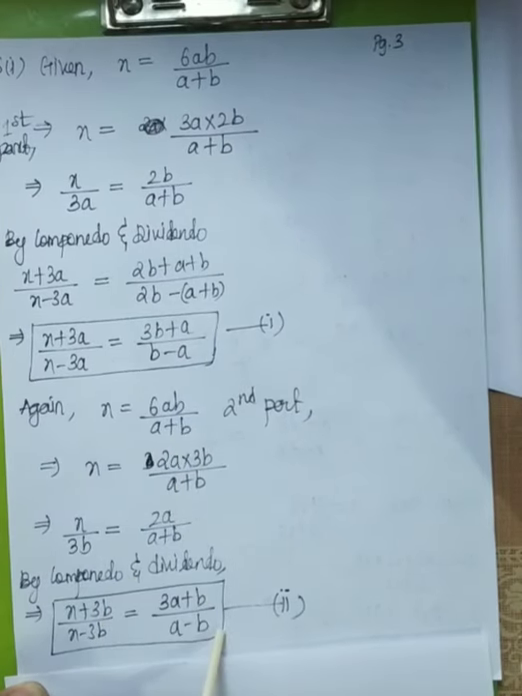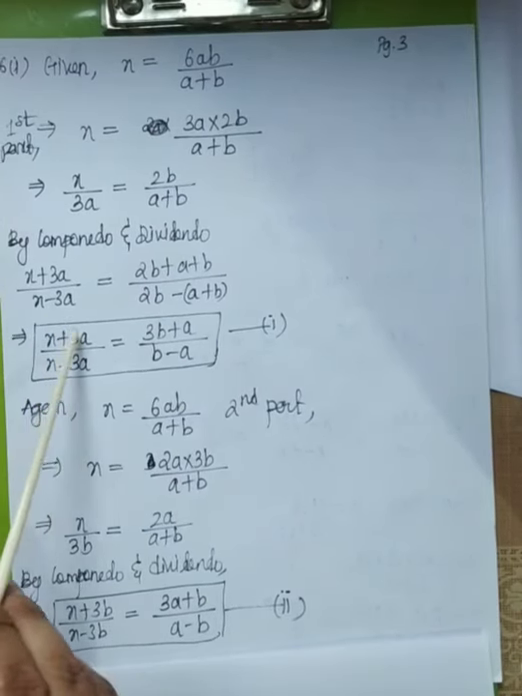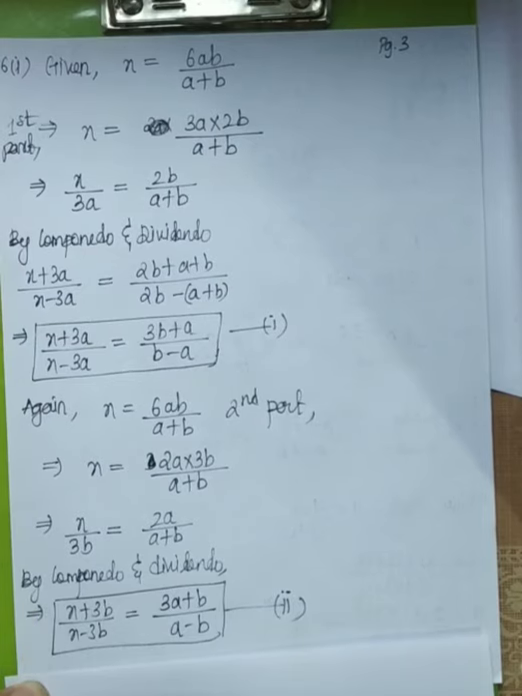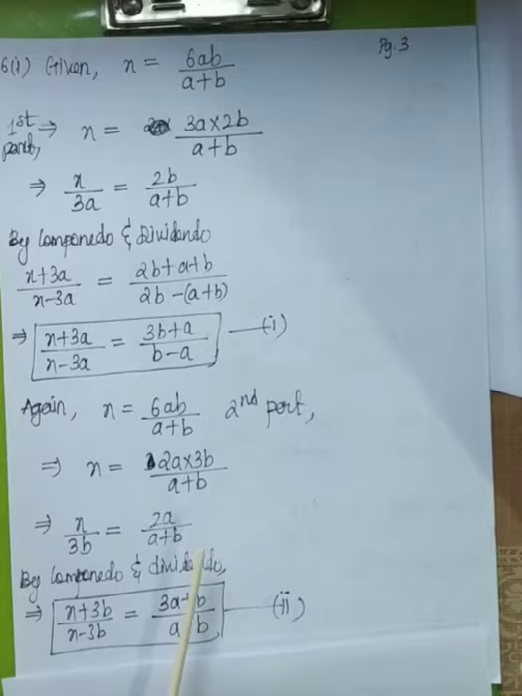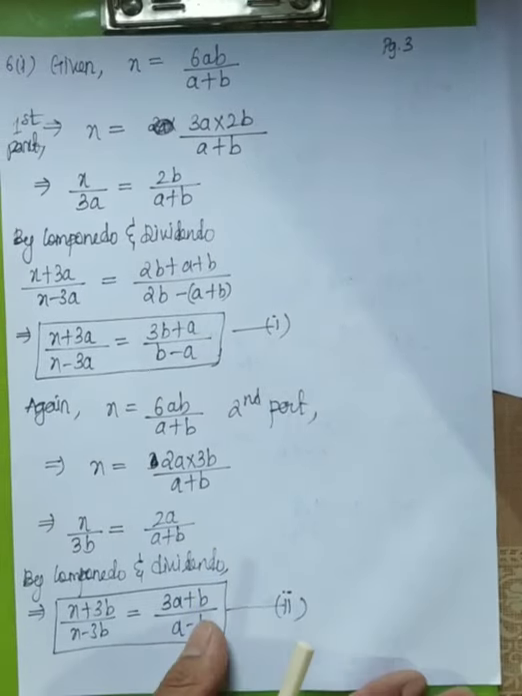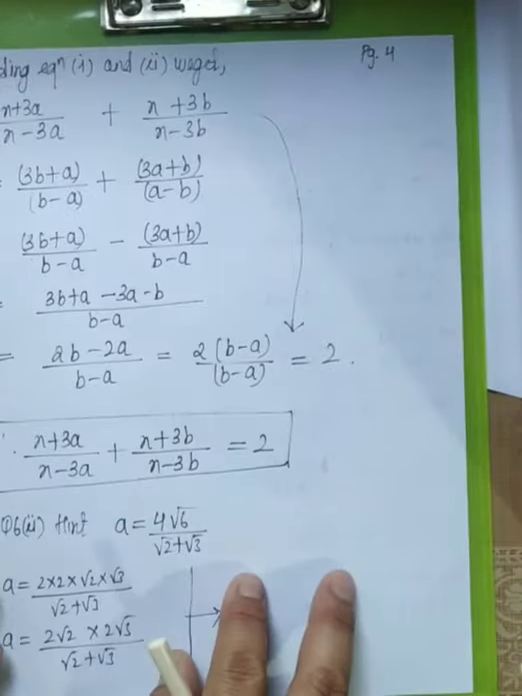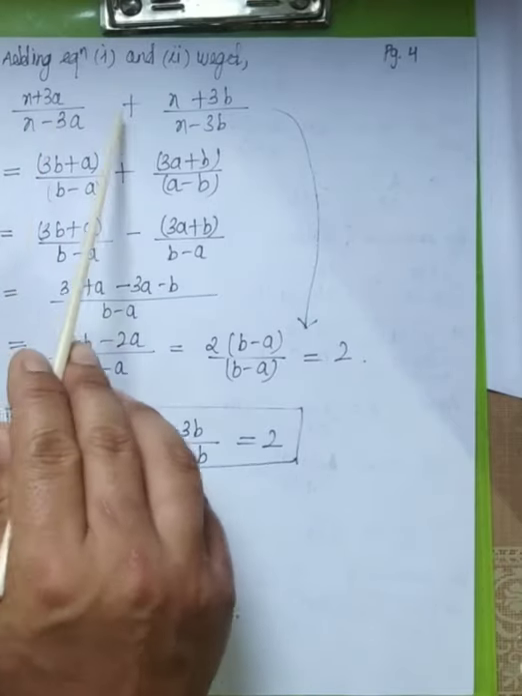This is equation number 2. See, I need to find the sum of this plus this. If you look at the question, I need to find the sum of this plus this. So adding equation 1 and 2, what will I get? Let us see. Adding equation 1 and 2 means this plus this.